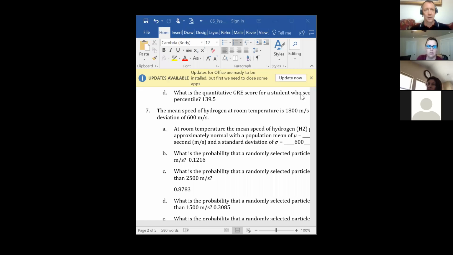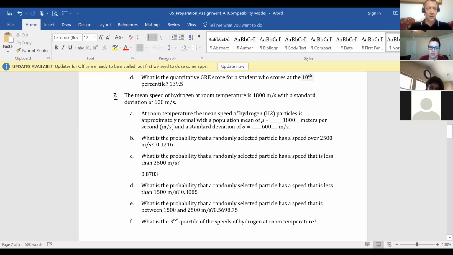You just have to figure out the Z-score. Okay, so here's number 7. Can you see that? I'm not looking at my screen at the moment. Where'd my screen go? Oh, you're sharing it. I didn't know you could share it. That's kind of cool. Okay, that's even better. That's faster. So the mean speed of hydrogen at room temperature is 1,800 meters per second with a standard deviation of 600. So part F, what is the third quartile of the speeds at room temperature?